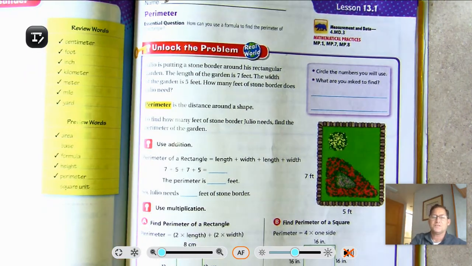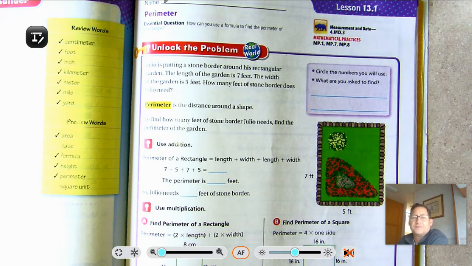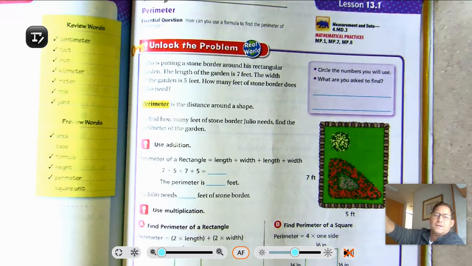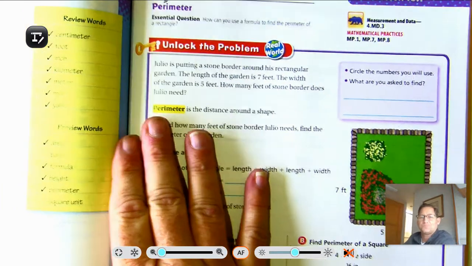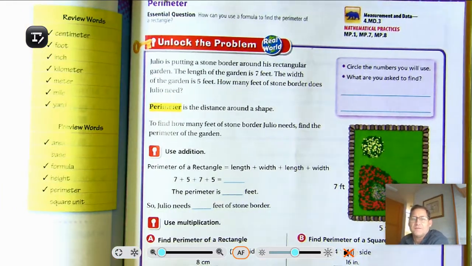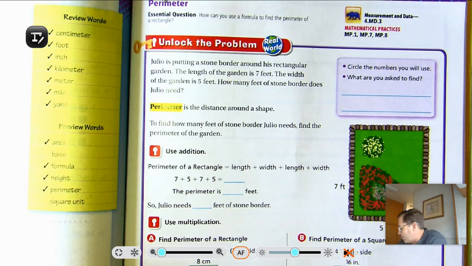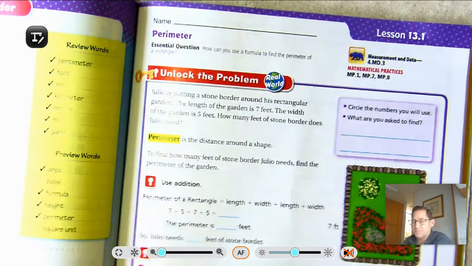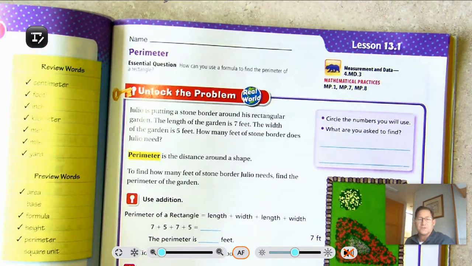And our essential question is, how can you use a formula to find the perimeter of a rectangle? We're on page 525 of your textbook. So let's go ahead and get started.